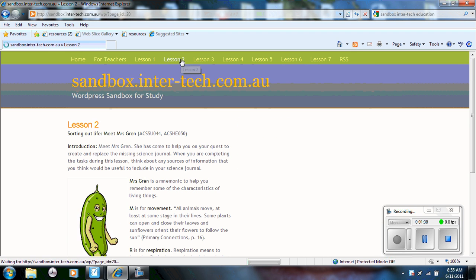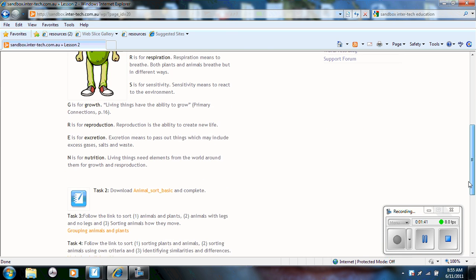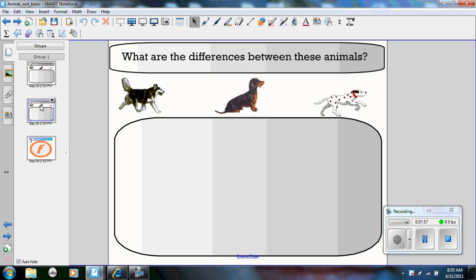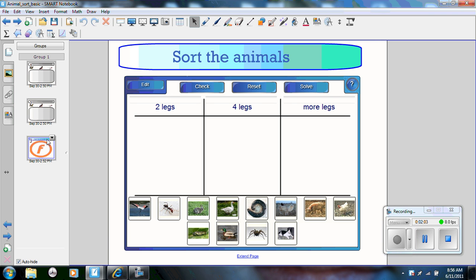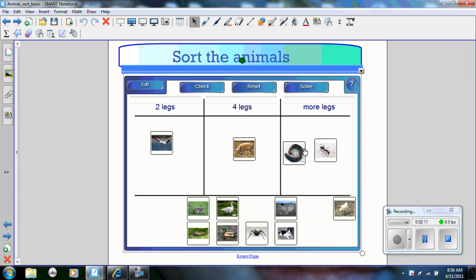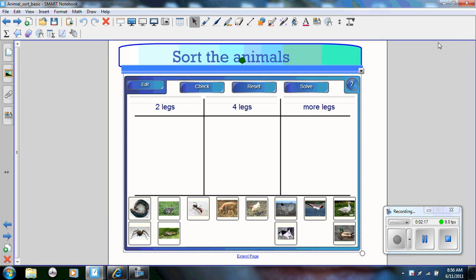During lesson 2, scroll down. Here is another one. This one's called Animal Sort Basic. With this one here, looking at what do these animals have in common. There's 3 dogs there, and you can use your pen tool to record students' thoughts. What are the differences between these animals? And an animal sort according to the number of legs. So it's got animals with 2 legs, more legs, 4 legs, and so forth. And again, you can check, solve, and reset.